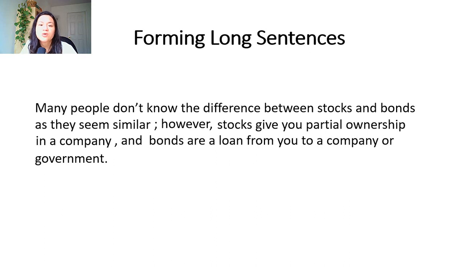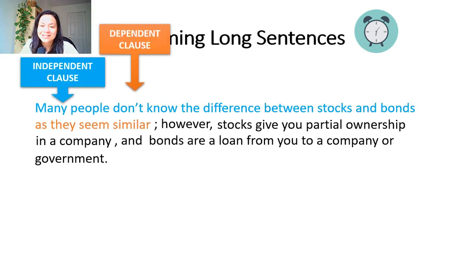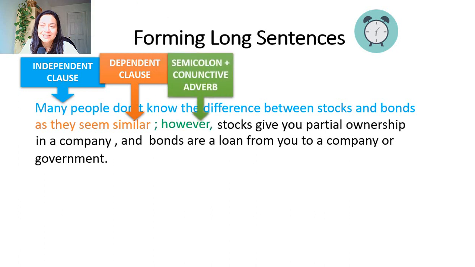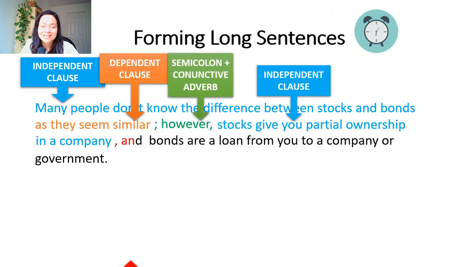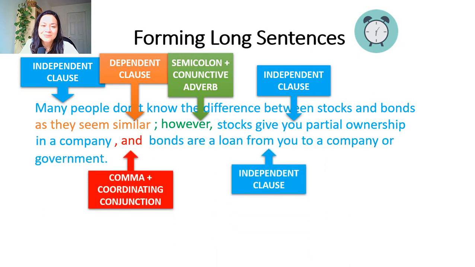Again, you can pause the video while you try this. Many people don't know the difference between stocks and bonds as they seem similar. However, stocks give you partial ownership in a company, and bonds are a loan from you to a company or government. Could you find them all? This compound complex sentence is composed of numerous independent and dependent clauses, but they are all joined together correctly using proper conjoining strategies.